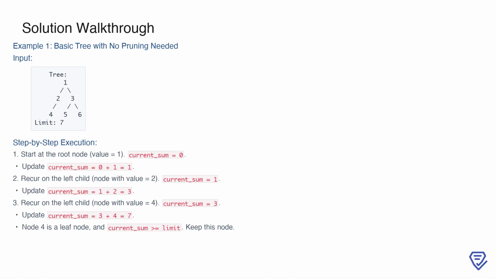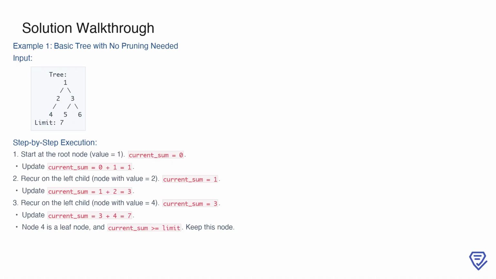The input tree has a root node with a value of 1, and it branches out into two subtrees. The left subtree contains nodes 2 and 4, while the right subtree contains nodes 3, 5, and 6. The limit for the path sum is given as 7. We begin at the root node with an initial current_sum of 0. Adding the value of the root node, we update current_sum to 1.